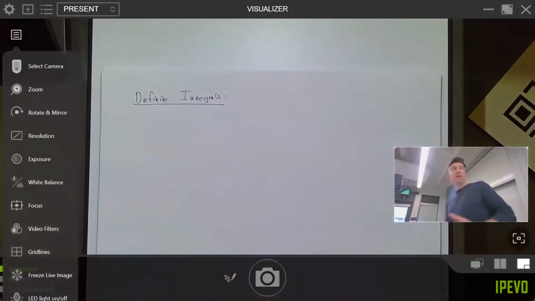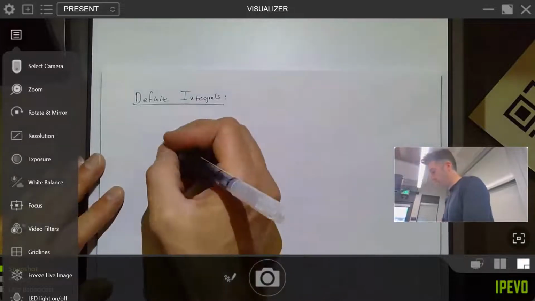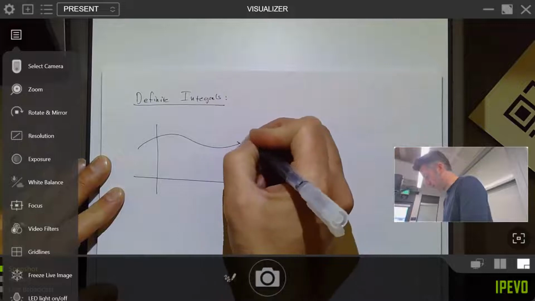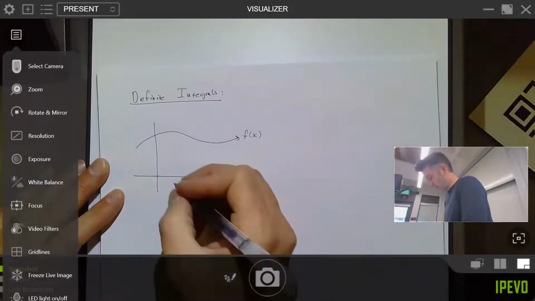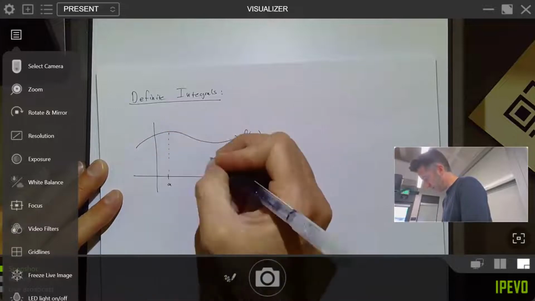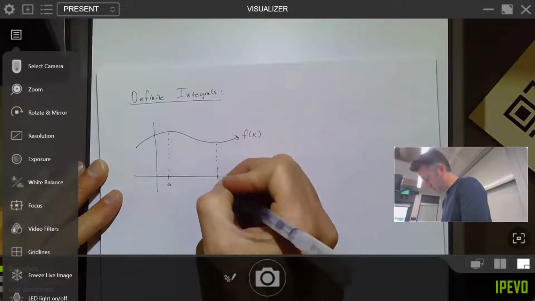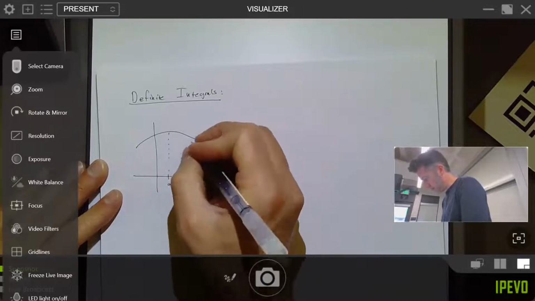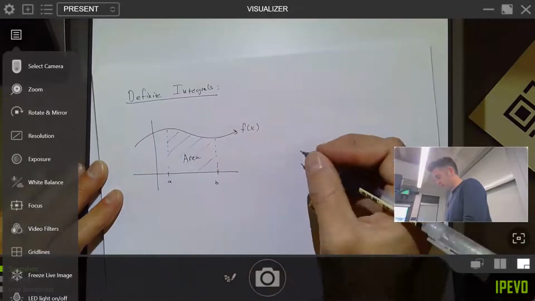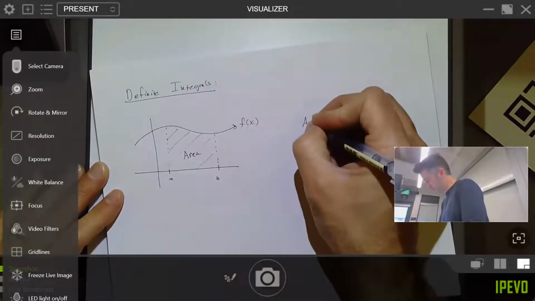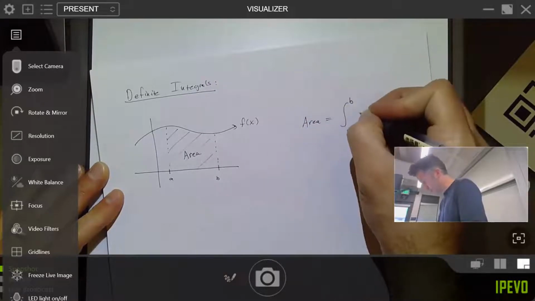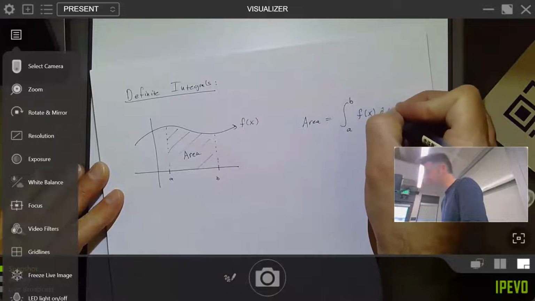So here's the picture that I would encourage you to keep in your head. If you have some function, f of x, and we're trying to find the area under f of x between a and b. So we're trying to find this area. The way we express that area is the integral from a to b of f of x dx.